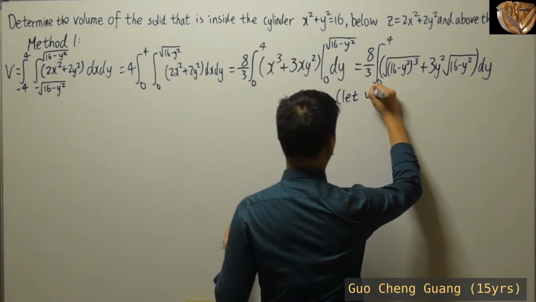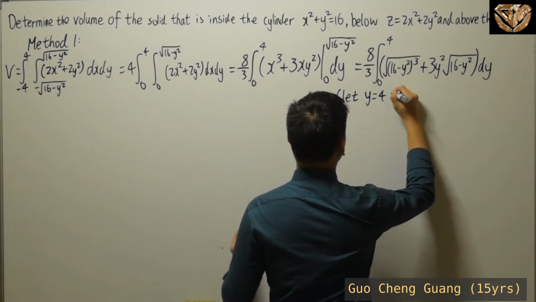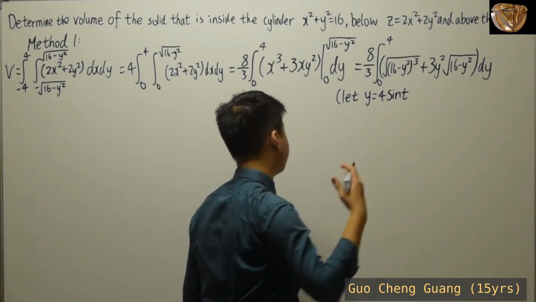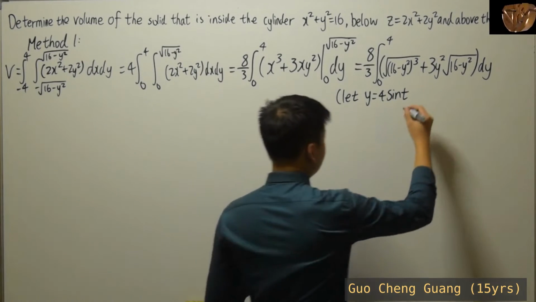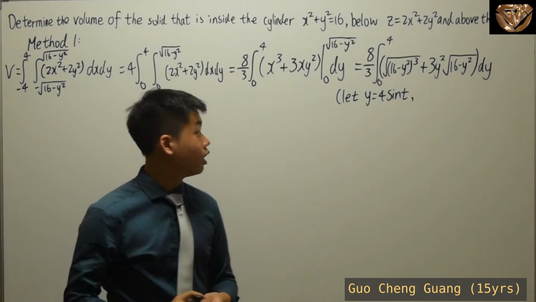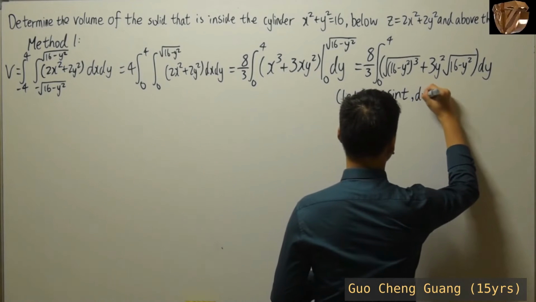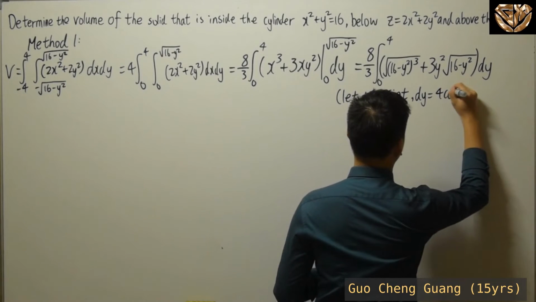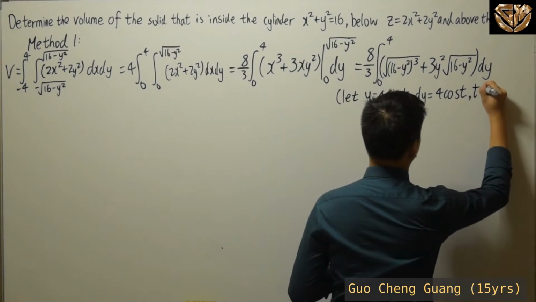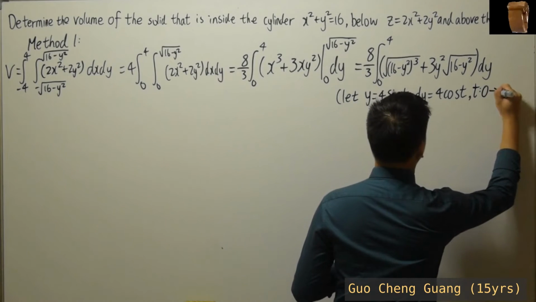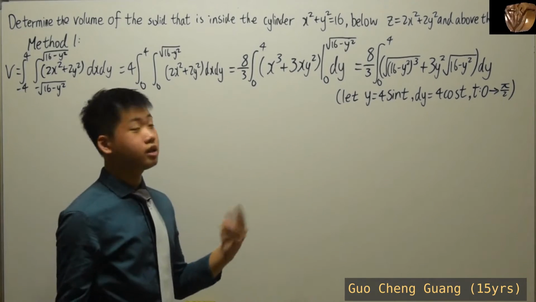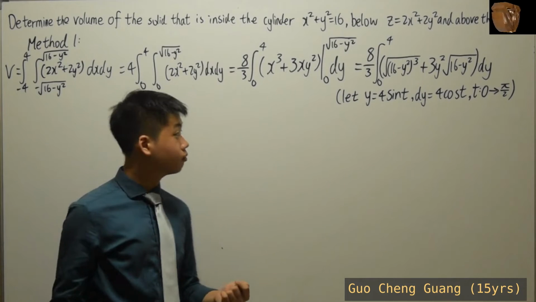Well, we'll have to let y be equal to either sine or cosine, and then choose whatever variable you like to put there. So let's say y is equal to 4 sine t, where dy is going to be 4 cosine t, and the range for t is going to be from 0 to half pi. Alright, so that is what you will be seeing.